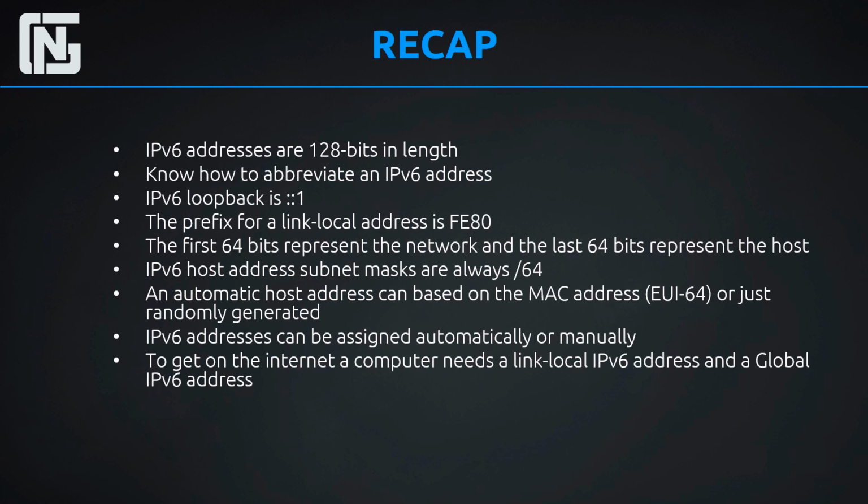And to get on the internet, remember, we need to make sure we have a global IPv6 address, but we'll actually need two addresses to get on the internet. We'll need the global and we'll need the link local. So two IPv6 addresses in order to have internet access.